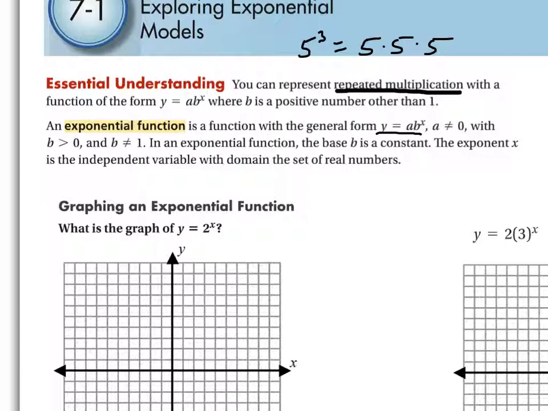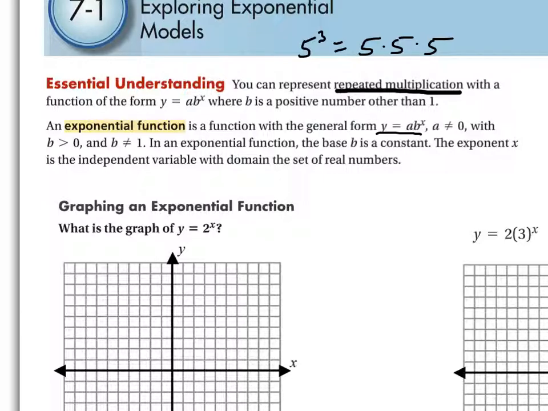There are a couple of stipulations on that. A cannot equal 0. If a equals 0, then the whole thing equals 0, right? That means y would equal 0. B has to be greater than 0, meaning b has to be positive. And then b cannot equal 1. All right, that's our stipulation on this. B cannot equal 1, a cannot equal 0, and b has to be positive.